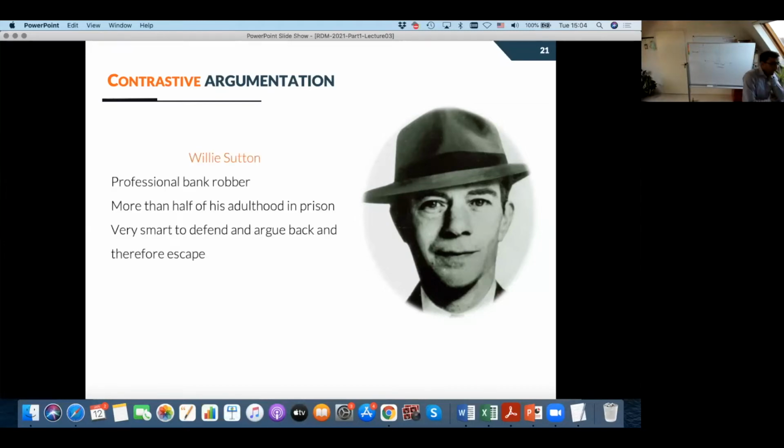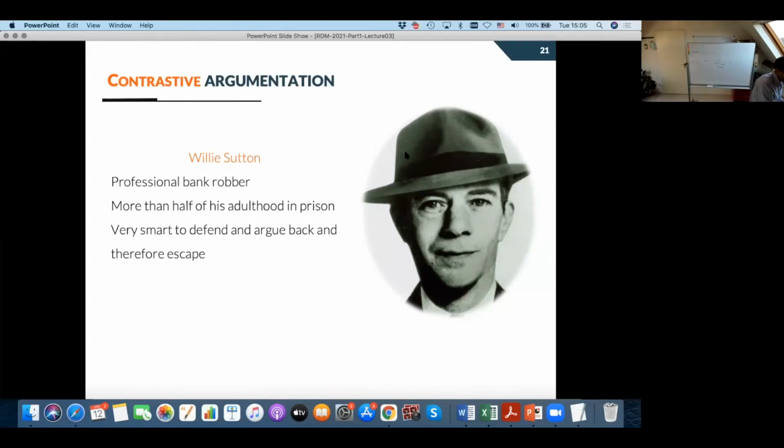He's Willie Sutton, a very well-known American bank robber. Most of his life he spent robbing banks. He was famous. Many detectives wanted to catch him, and whenever they were successful in putting him into the court or into the jail, he was so good at making arguments to escape from the case.